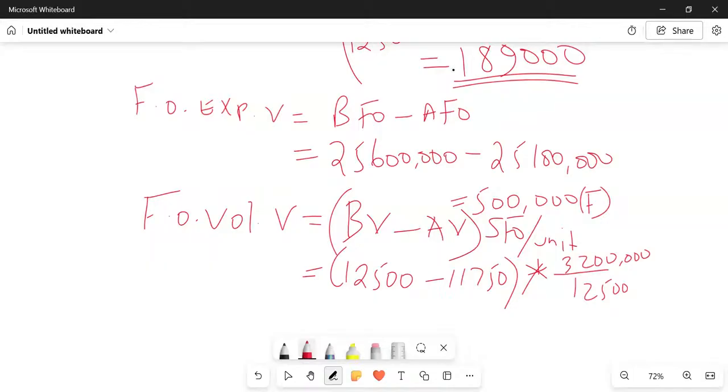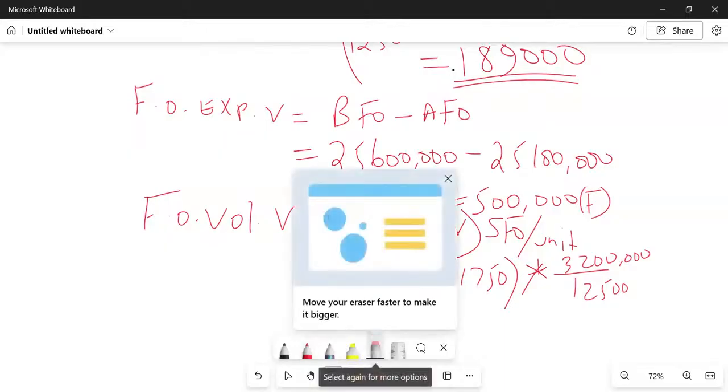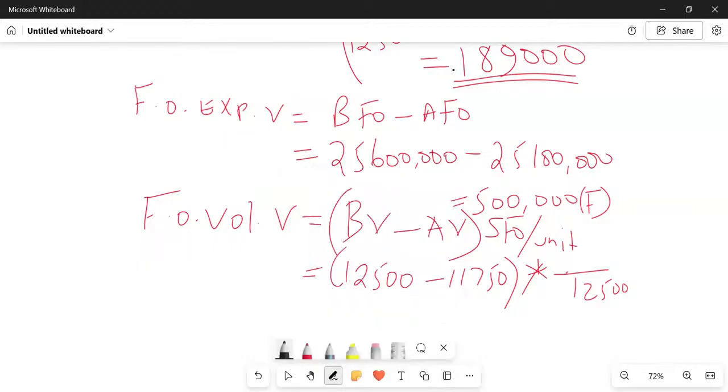What do we have there? What is the budget for fixed overheads? 600,000. So can you kindly give me this answer here? Just try your best. Budgeted over budgeted, standard fixed overheads per unit.